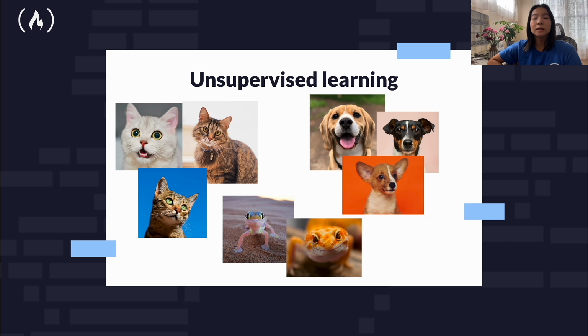What I can do is feed all of these to my computer, and my computer's not going to be able to say, oh, this is a cat, dog, and lizard in terms of the output, but it might be able to cluster all of these pictures. It might say, hey, all of these have something in common, all of these have something in common, and then these down here have something in common. That's finding some sort of structure in our unlabeled data.